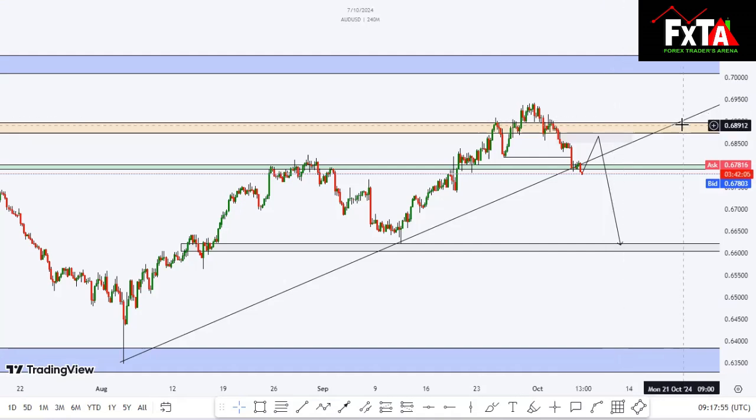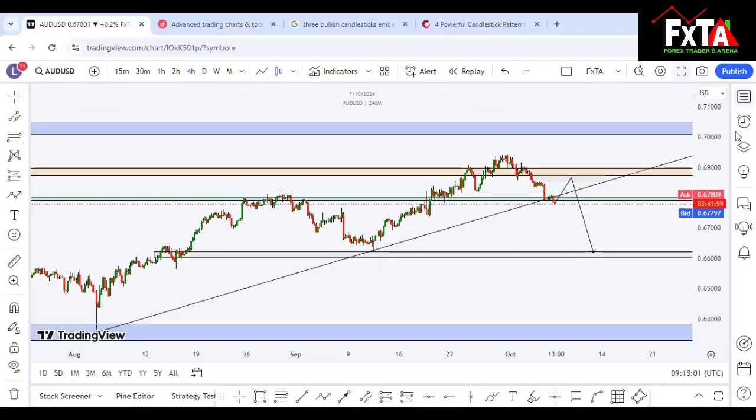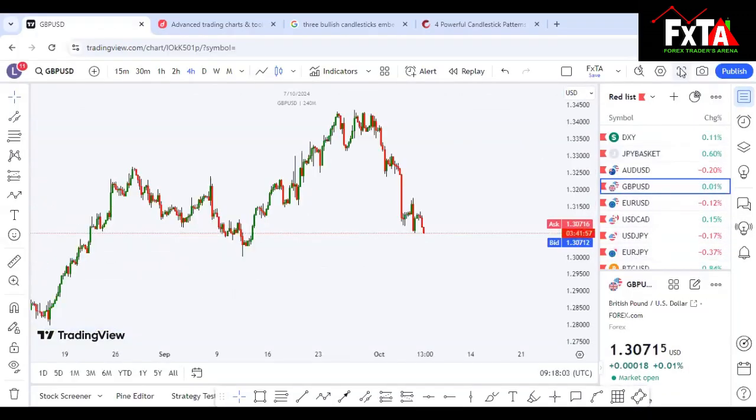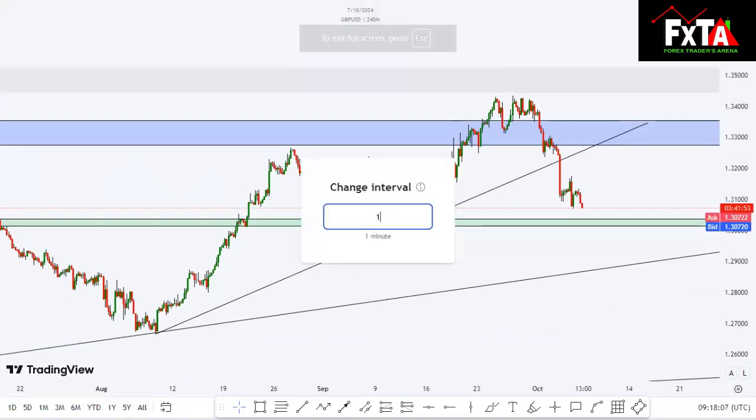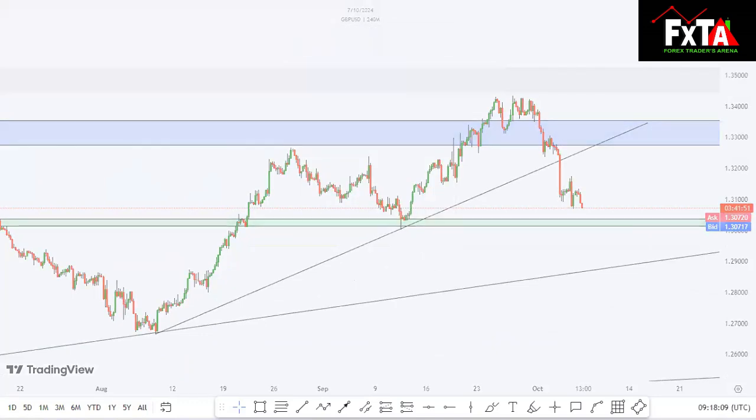So the next pair that we are going to be looking at is GBP USD. Let's move on to the monthly time frame as always.